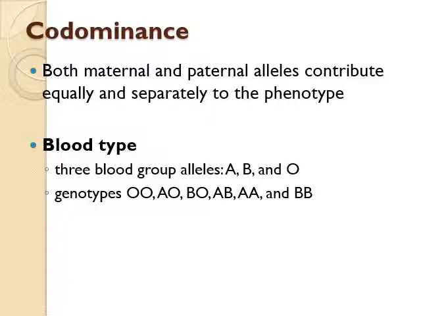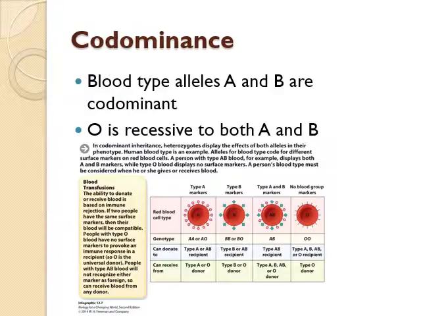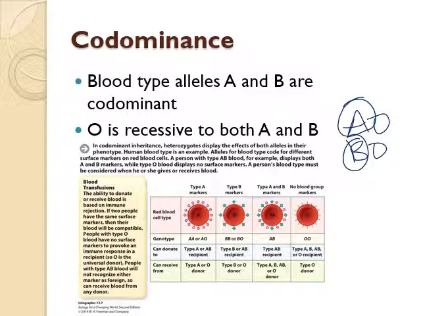So this is a little bit different because we've got 3 blood group alleles. We have A, B, and O, and these are our possible genotypes. Okay. Again, they're codominant, so we can have OO, AO, BO, AB, AA, and BB. So blood types for A and B, those alleles are codominant. O is recessive to both A and B. So if you have AO or BO, that just means that you have either A or B. So you basically just throw the O out there. The only time you will say that you have O type blood is if you have an OO.